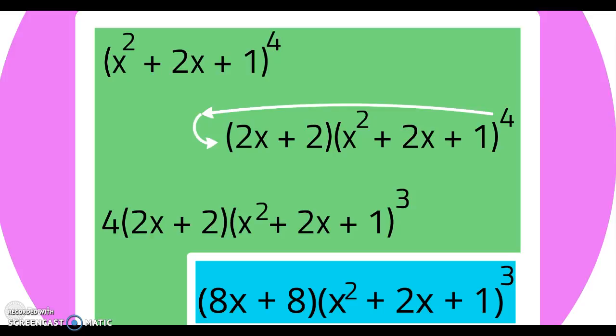Now we need to follow the steps for finding single-term derivatives. We take the value of the nth power of our polynomial, which is 4, and we multiply it to the function. After that, we subtract 1 from the nth power to finish solving for a derivative. From here, we can simplify the function to read 8x plus 8 times x squared plus 2x plus 1 to the power of 3.